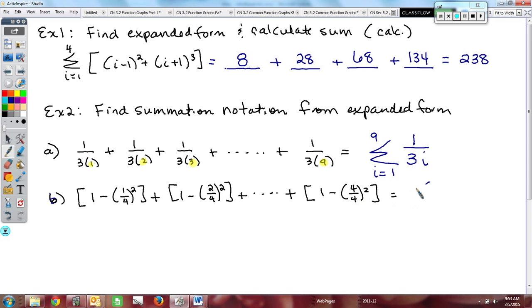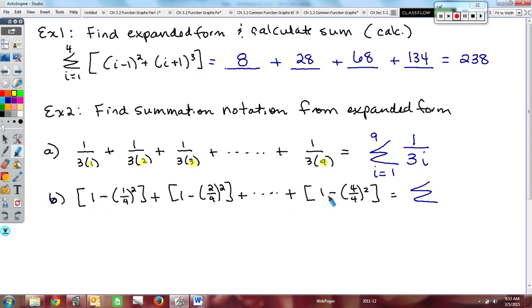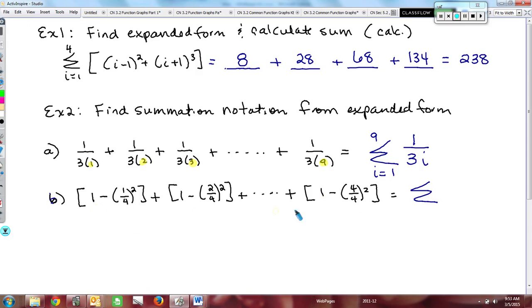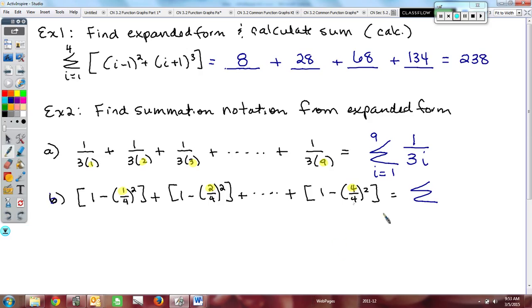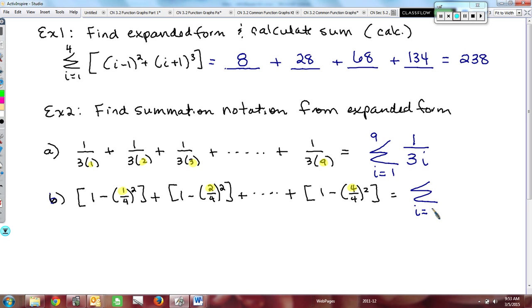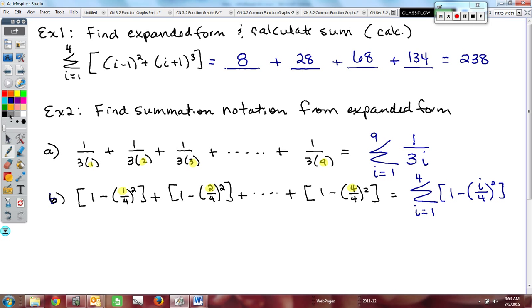So again, we put our sigma in and we start looking for what is changing. The 1 stays the same. The denominator 4 is staying the same. The square is staying the same. What's changing is right here. So I kind of look at that and say, again, starting with the obvious ones, I'm starting my variable at 1. I'm going to 4. And then I simply put in everything that is the same. And then all I have to do is put in my variable. My variable is i.